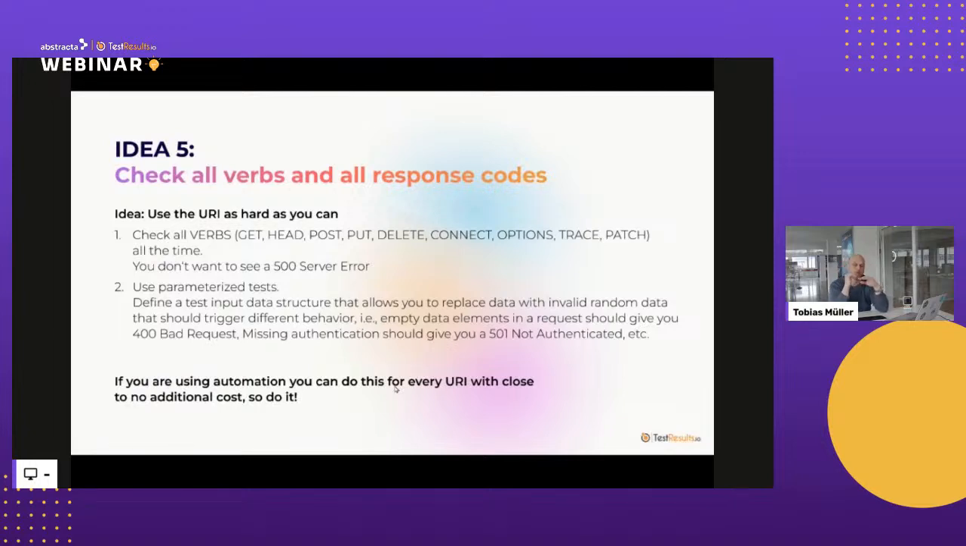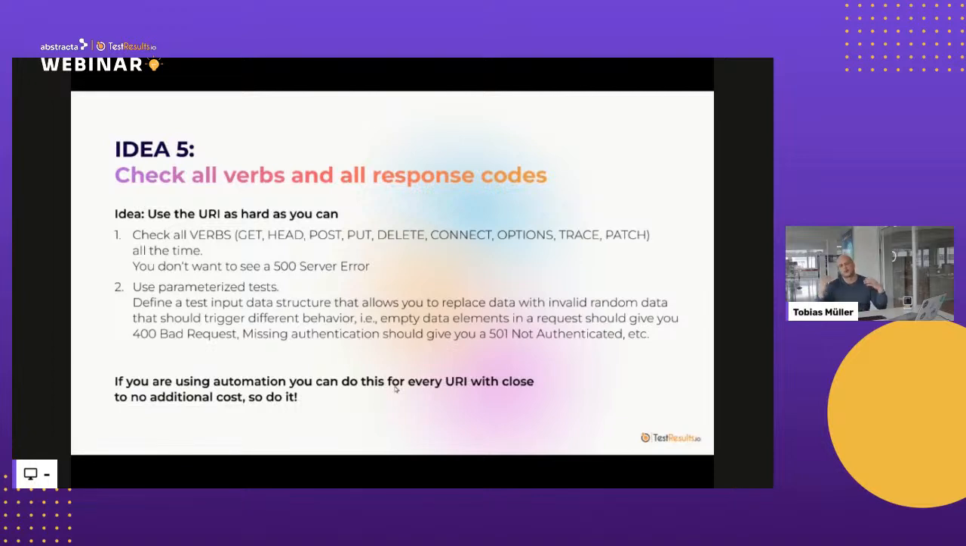So my idea number 5 on that one is actually that you check the URI, or URL, or however you call it, that you have against all the different verbs that HTTP provides you. So if the API supports a get, you also do a post, you do a patch, you do an options, you do all of the different verbs on the same URL. It's for free anyway. The call is already automated.